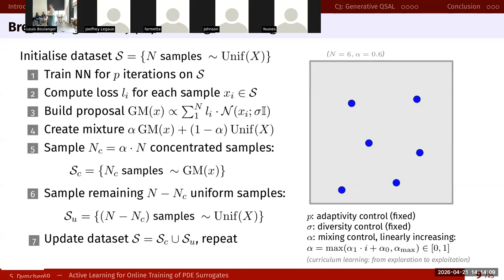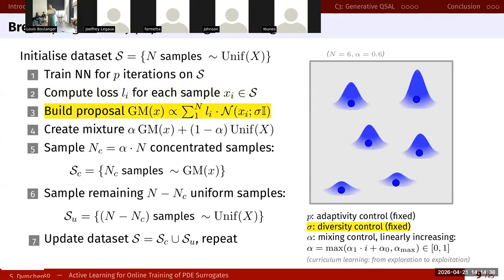So how does my method BREED achieve these ideas, achieve these solutions? First, we initialize a data set S of n samples sampled uniformly in the space. Then we train the neural network for P iterations, where P is a hyperparameter which controls how fast we adapt to the neural network evolution. Then we compute the loss for each of these samples, and accordingly we build the proposal distribution, which is a mixture of Gaussians, weighted according to the loss values at the points.